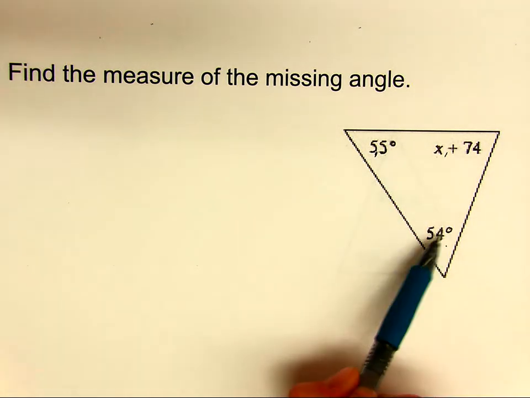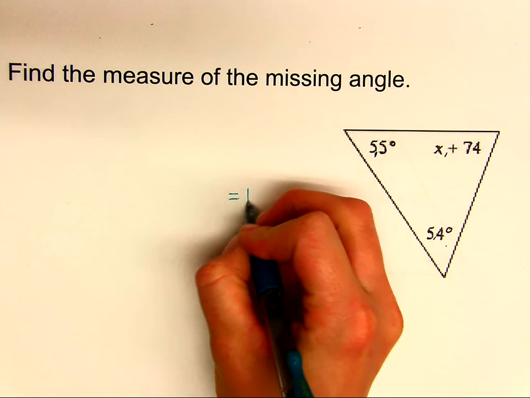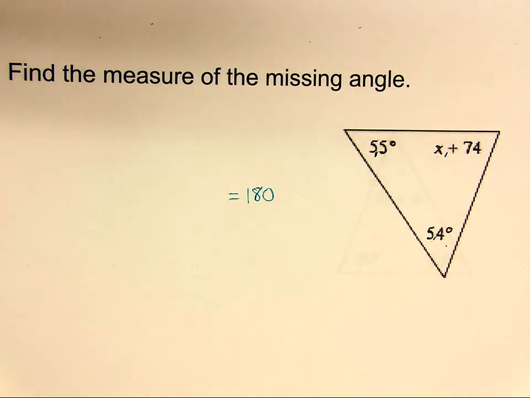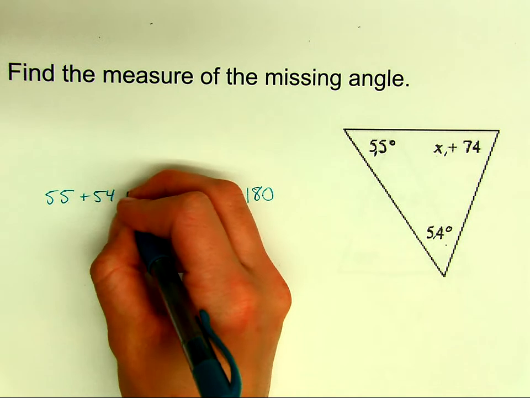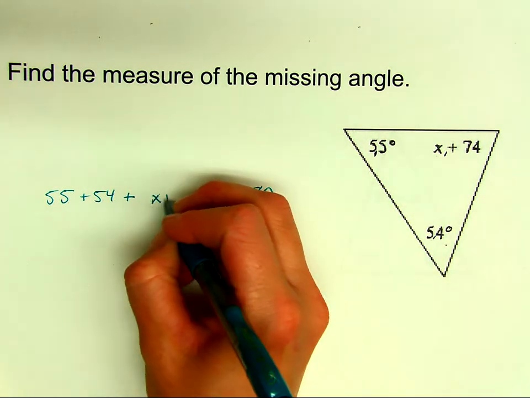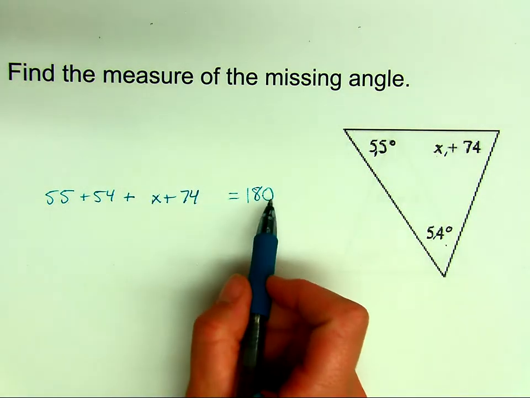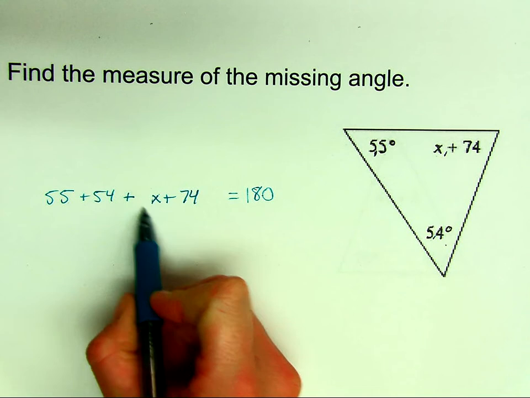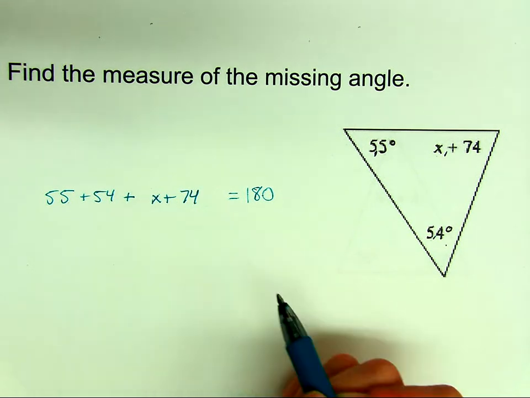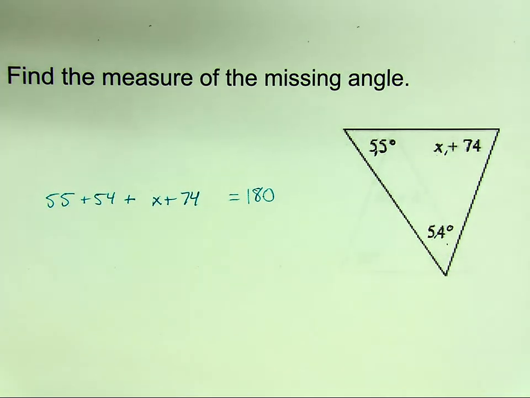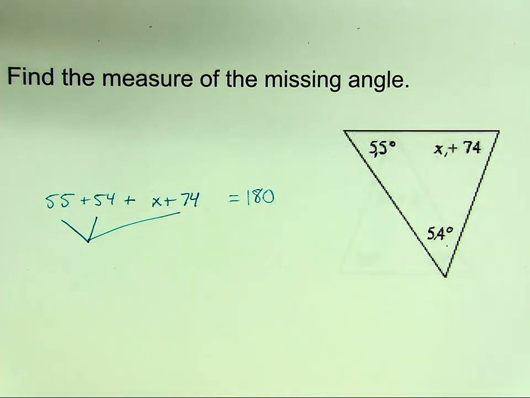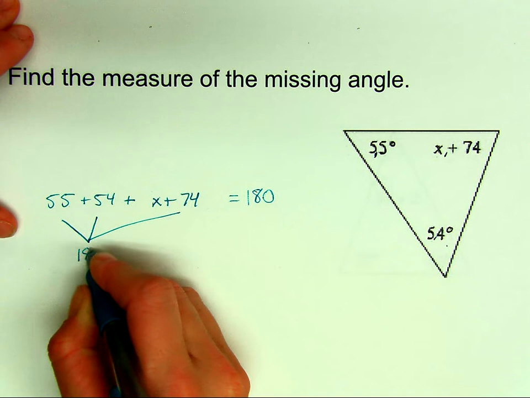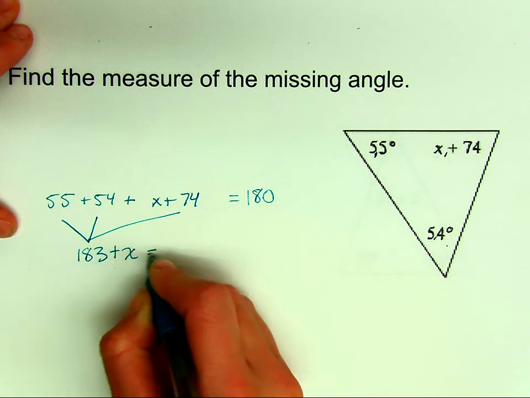So I know all three of these angles add up to be 180 degrees. So 55 plus 54 plus my x plus 74 all add up to be 180 degrees. Now I could put this in parentheses here, but because it's addition, it doesn't make a difference. So then I'm going to combine my like terms here. So 55 plus 54 plus 74 all make 183 plus x equals 180.